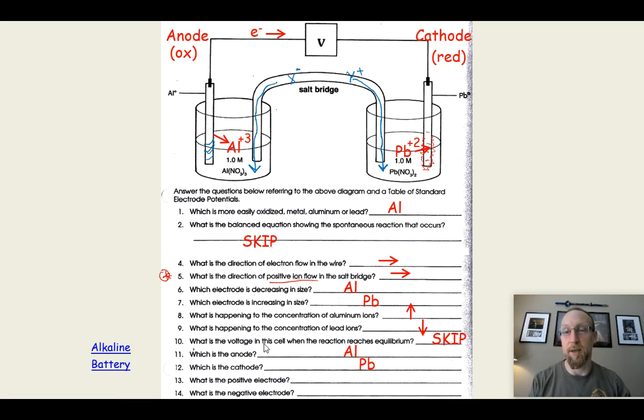Which electrode is positive, right? So remember, use your direction of electron flow to help you out. And remember, opposites attract. So if the electrons are drawn towards the cathode, and electrons are negative, the cathode must be positive. And if the electrons are being pushed away from the anode, like charges repel, so the anode must be negative. So which is the positive electrode? Lead. What's the negative electrode? Aluminum. So that's it. If you got all these right, you're doing great.